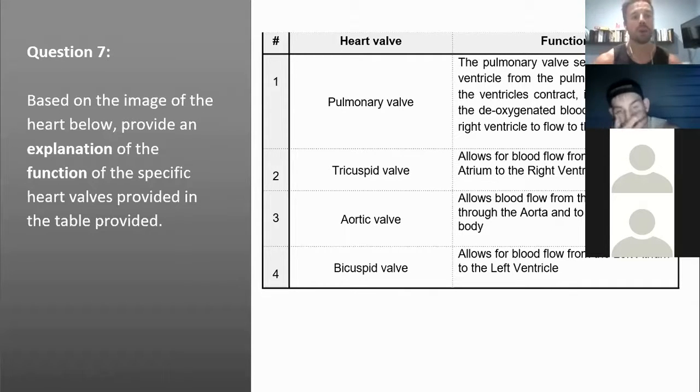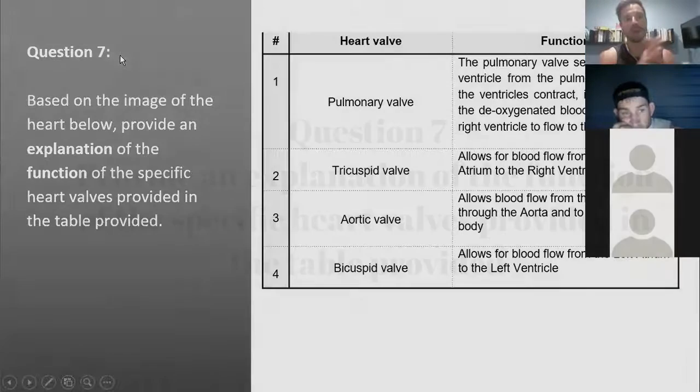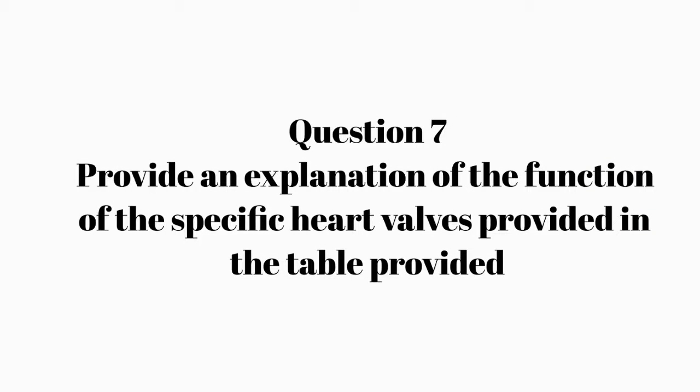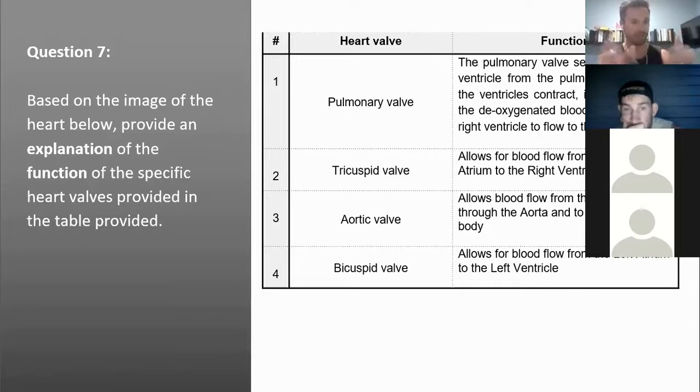Okay, so we start with question 7. We're looking at the heart here. If you're looking at the heart there, what you're going to see is the heart has two distinct sides, the left side and the right side. You'll also see that there's a blue area of the heart and there's typically a red area in the diagram. The blue area of the heart contains what we call deoxygenated blood. That's blood that has no oxygen in it.